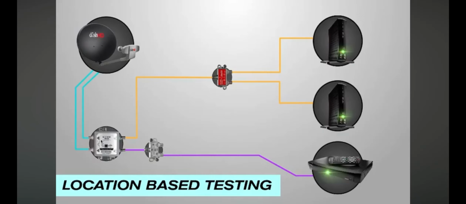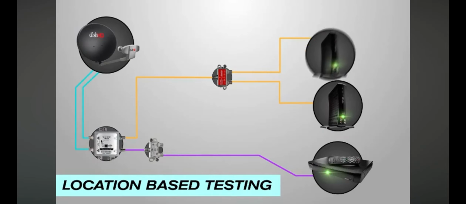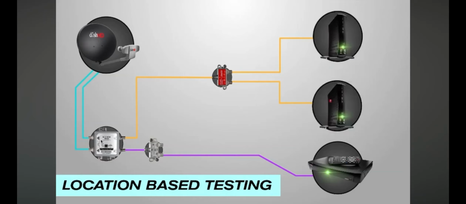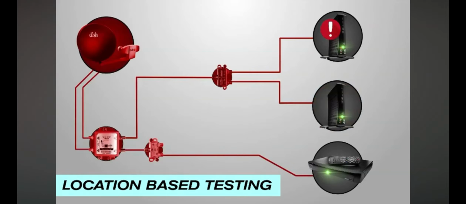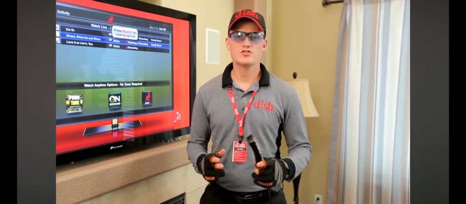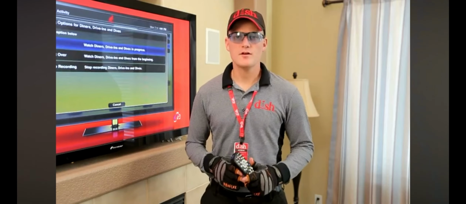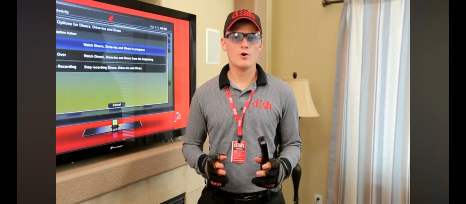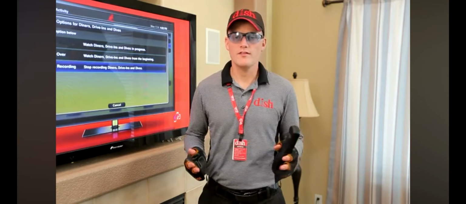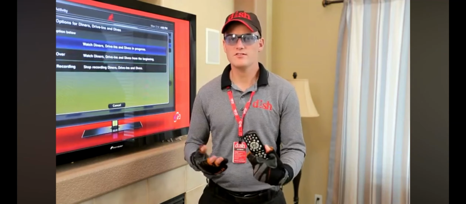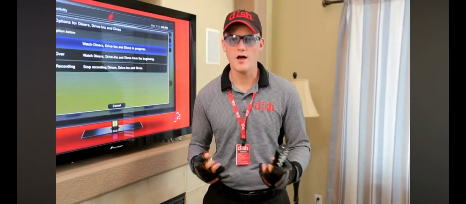Location-based testing is essentially taking the problem Joey and swapping it with another Joey in the system. If the problem follows the Joey, then we know it is a problem with the box. If the problem stays in the room, we know it is a problem with the system, and I would need to double check the cabling and components again. Keep in mind, Joeys are almost never the cause of the problem. Joeys receive their software from the Hopper and don't have internal tuners or hard drives. They have very little that can go wrong with them because they're essentially a display of content from the Hopper.